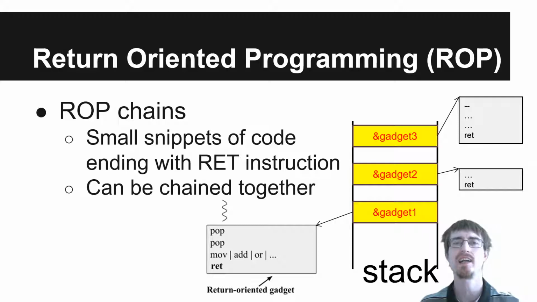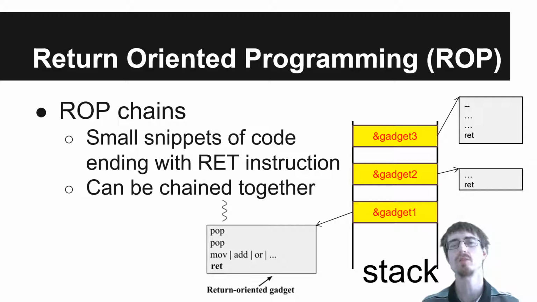And they need to end in a ret instruction. The reason for this is that by using ret instructions, we can retain control. What we put on the stack is a list of addresses that point to the gadgets. And every time a gadget completes execution, we get to the return instruction. And the return instruction reads another pointer from the stack and goes there to execute the next gadget.